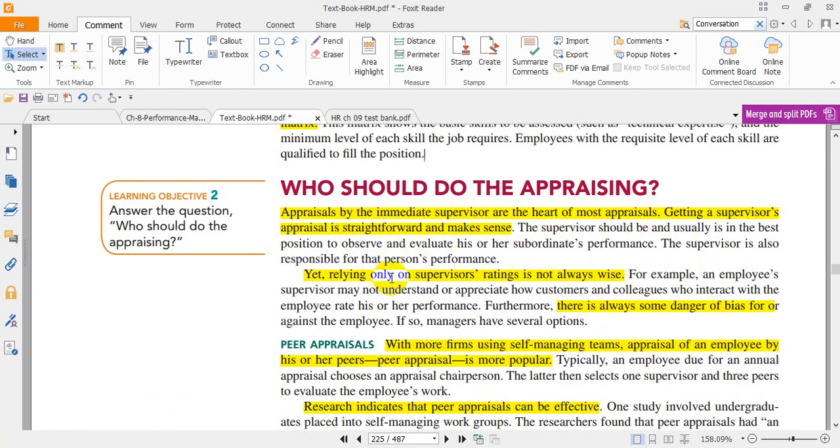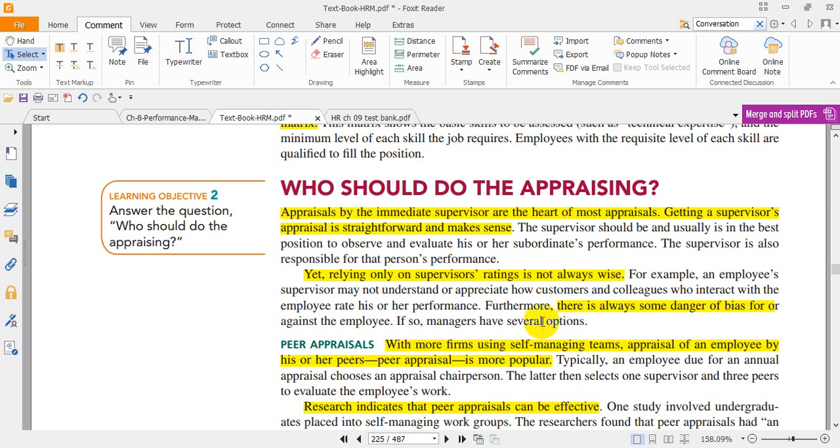Yet, relying only on the supervisor's rating is not always wise. For example, an employee's supervisor may not understand or appreciate how customers and colleagues who interact with the employee rate his or her performance. Furthermore, there is always some danger of bias against the employee. If so, managers have several options.